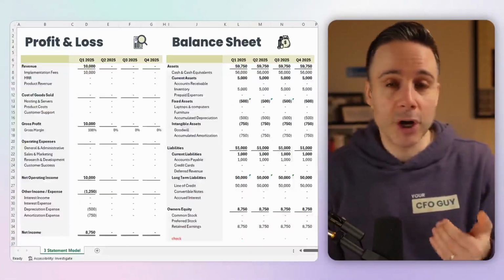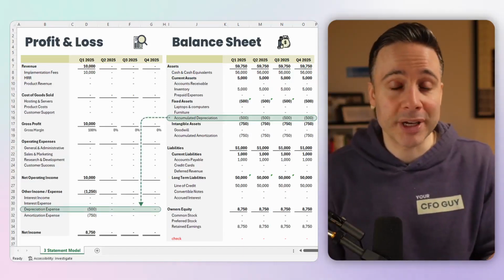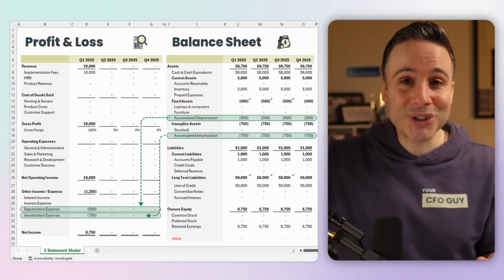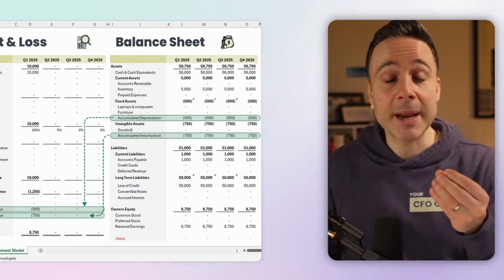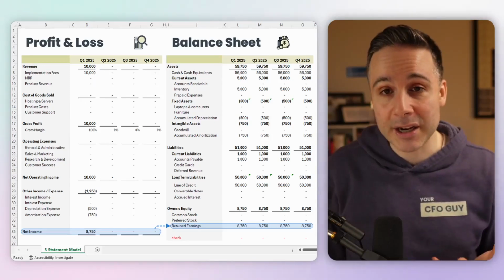Also recall that certain accounts need to be tied directly to the profit and loss. So for example, accumulated depreciation and accumulated amortization need to pull directly from the profit and loss. The same for retained earnings and net income on the balance sheet. Also, your cash will need to pull from your statement of cash flows, but every other account can follow this base formula.